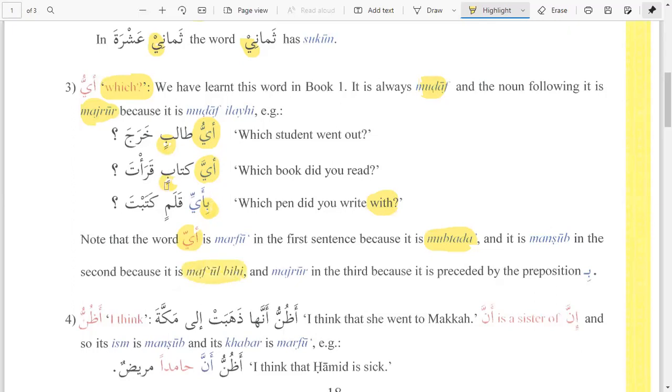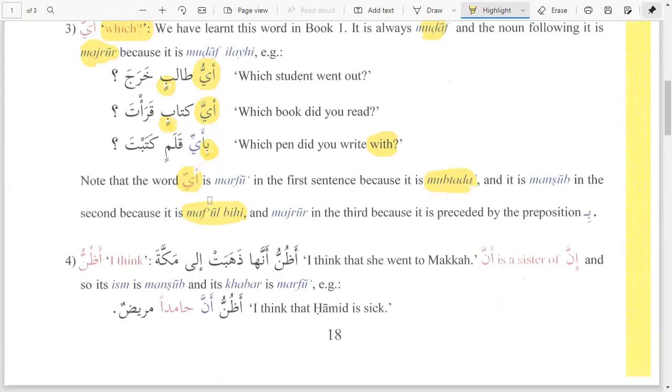In the second, ayya kitabin, which book did you read? So ayya is the object here and it is maf'ul bihi, and we have learned in the last lesson that maf'ul bihi is mansoob. So it will take fatha here. Ayya kitabin qara'ta. Which book did you read?